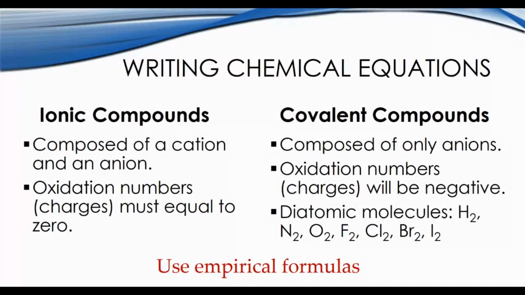So here on screen, you have some important information that we've learned in previous videos about ionic compounds and covalent compounds. The first thing to remember about ionic compounds is that they're made up of a cation and an anion, meaning a metal and a non-metal. And there are a lot of rules that go with that. We have things like the oxidation numbers needing to equal 0. We also have Roman numerals that tell us information about the transition metals, all that good stuff.